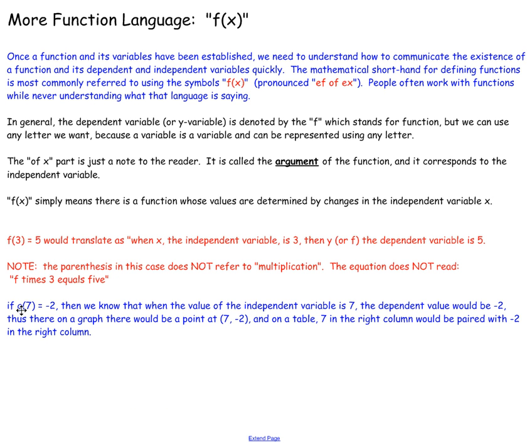Here, another function. See, we don't always have to use f. I could use g. So g is another common function moniker, and it says g of 7 equals -2. What that says is 7 is the argument corresponding to the independent variable, and -2 is the y value, or corresponding to the dependent variable. So what that says is when x equals 7, y is going to equal -2.